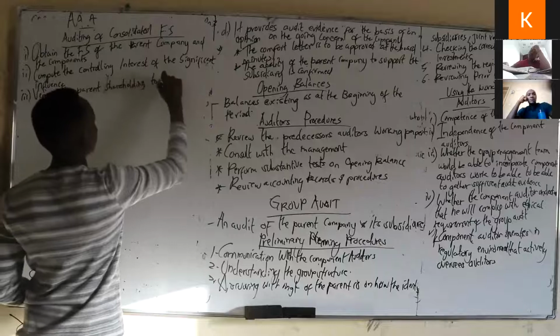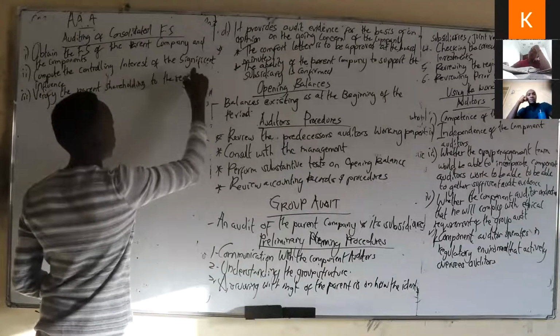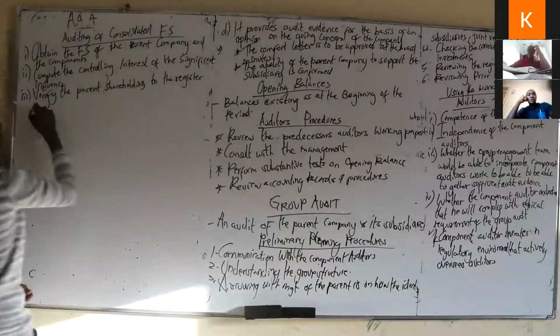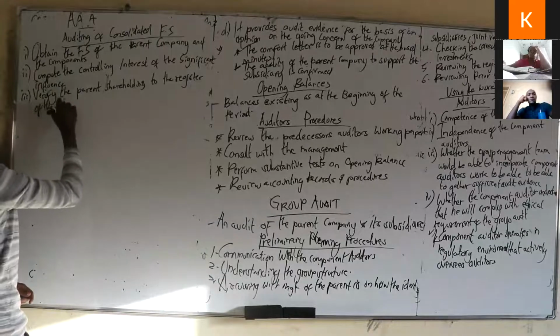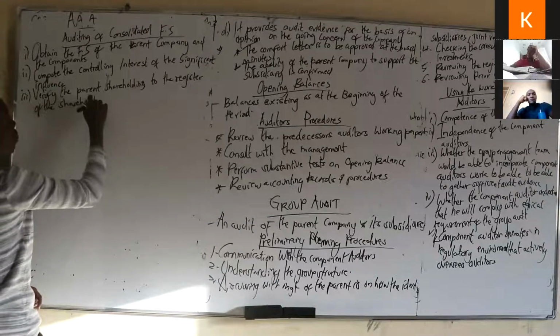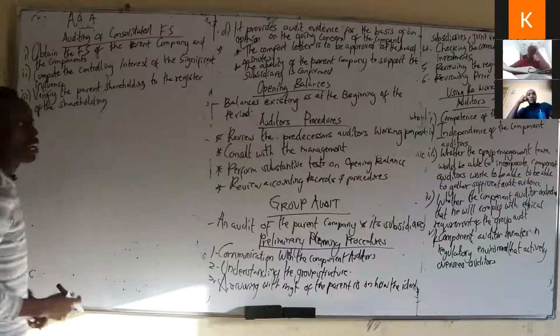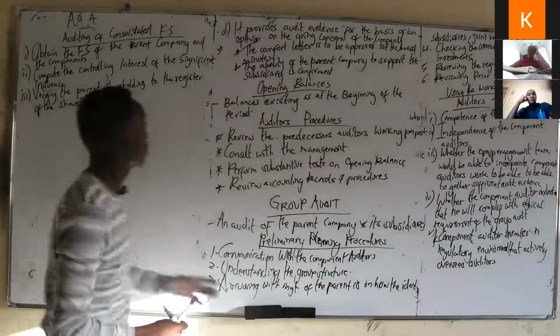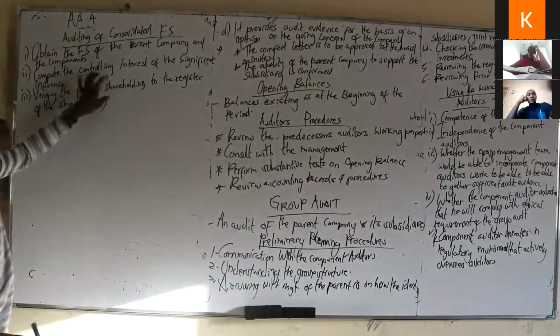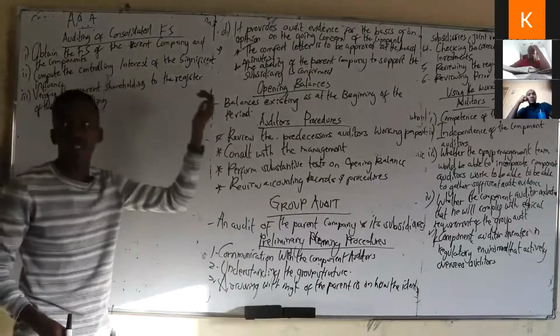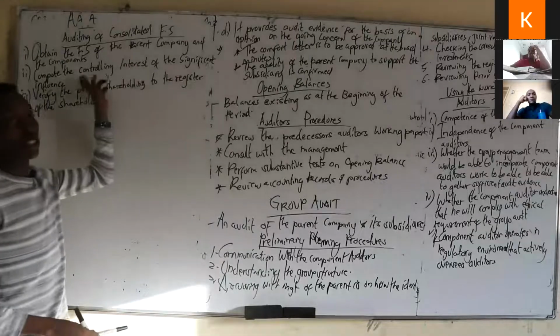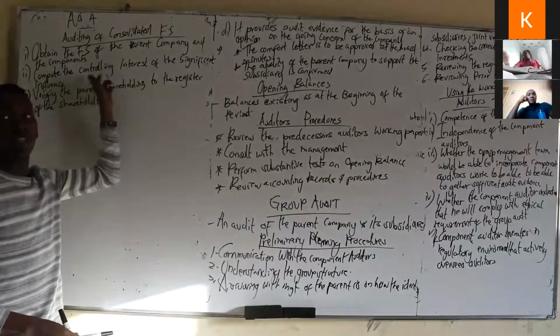Shareholding to the register of shareholders. You see, as I told you, part of this audit evaluation comes back to the assertions that we said. For example, computing this controlling interest or significant influence is to highlight each assertion. It is on the basis of accuracy.